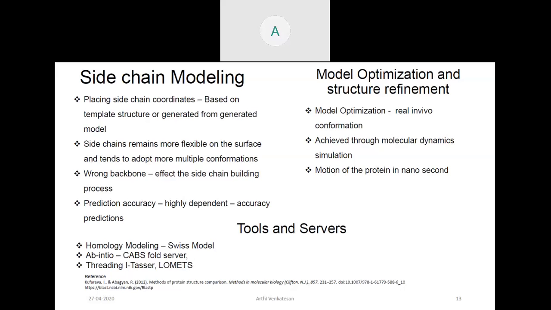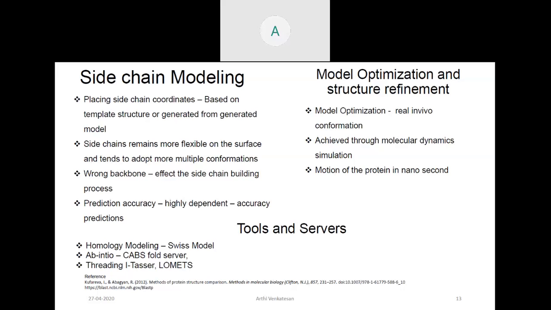Further, if you consider the model as a good, precise model, then you need to go for molecular dynamic simulation to study the atomic coordinates in depth. The motion of the protein can be checked through molecular dynamic simulation. There are n number of tools and servers available for all three methods. For example, for homology modeling there are servers available, I-TASSER and Robetta also are available for homology modeling.